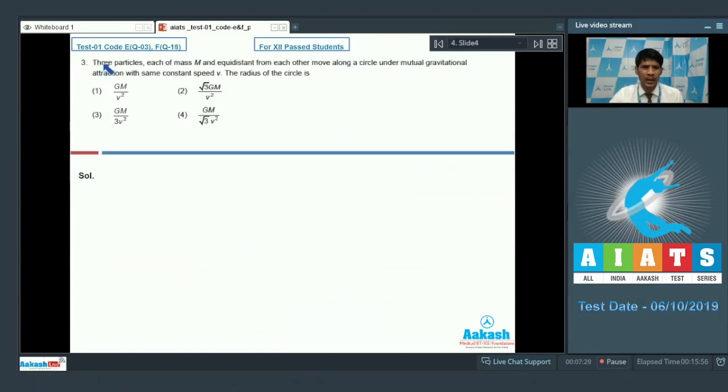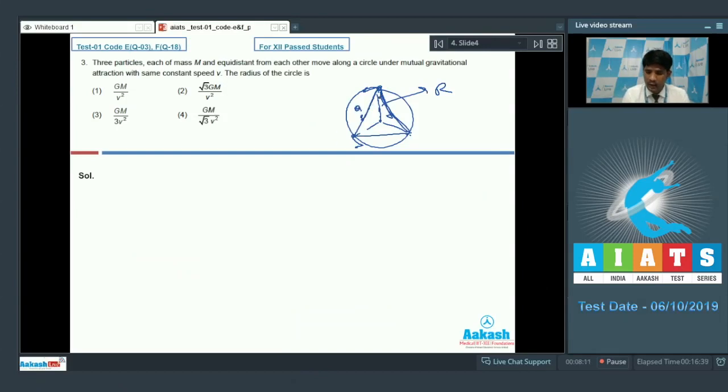Here in question number 3, three particles each of mass capital M and equidistant from each other move along a circle under mutual gravitational attraction with some constant speed v. The radius of the circle is asked. Definitely this will be the arrangement. We can say the mass m will be here, here and here, and they will be forming an equilateral triangle. The central point would be the center of rotation. Each of the particles will be rotating around it. This will be the radius r that's been given here. What I would say, this mass should be attracted by this one and this one along these two directions.